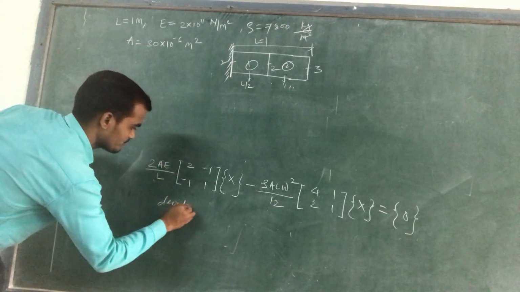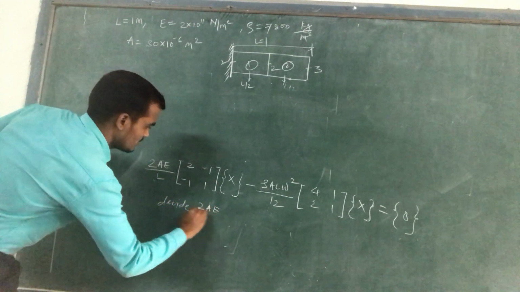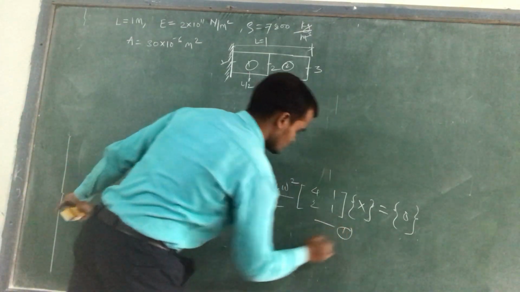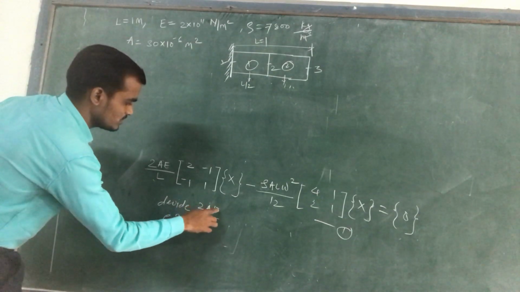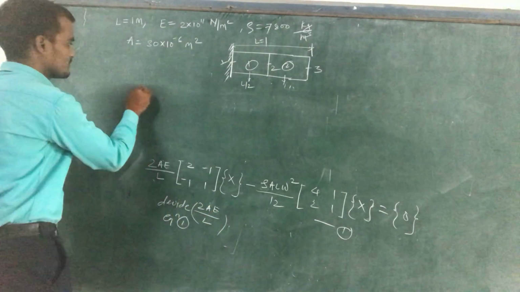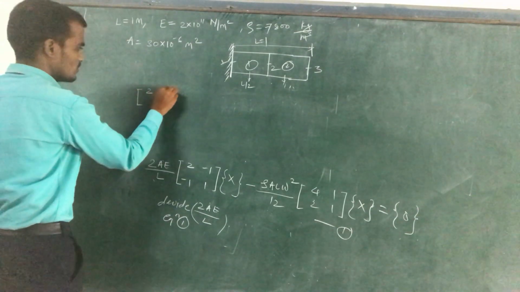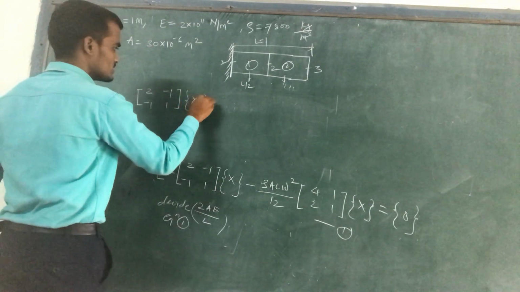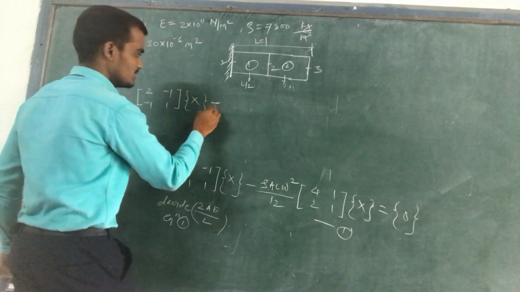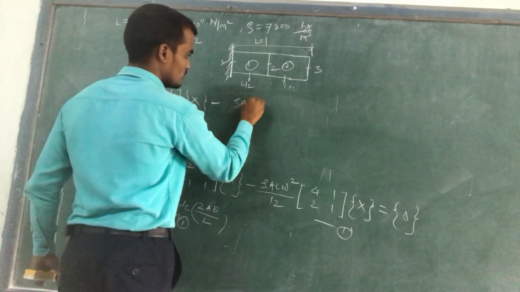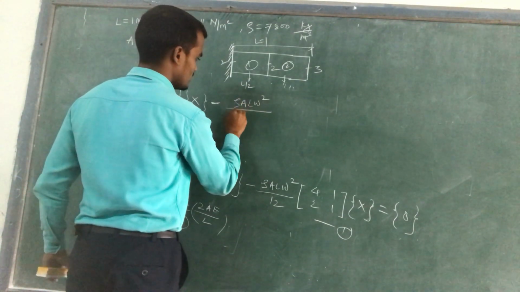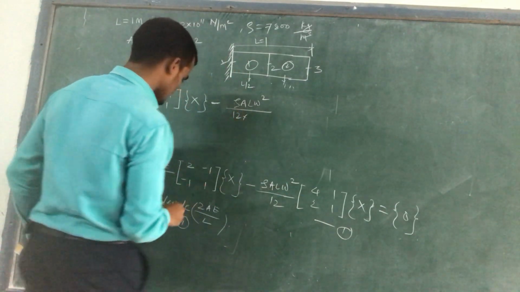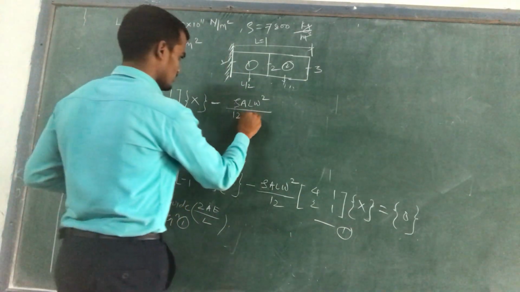Suppose this is equation 1. So divide equation 1 by 2 times A into E by L. We will get 2 minus 1 minus 1 1 into x vector minus, if we divide this, rho into A into L omega square divided by 12 into 2 times A by L.